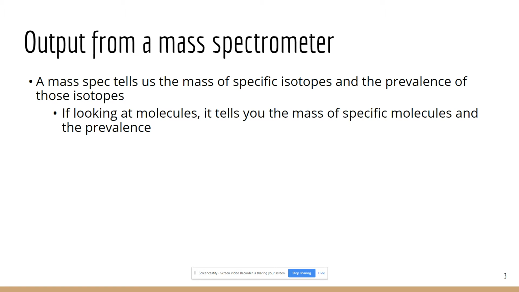What a mass spectrometer does is it takes whatever sample is given to it, puts it into the gas phase, and then it literally measures the mass of it. This works for both atoms and for molecules. We're only going to discuss it in terms of atoms, though.